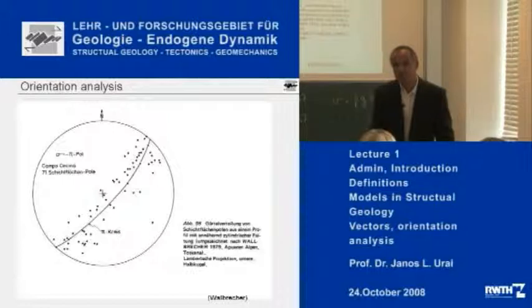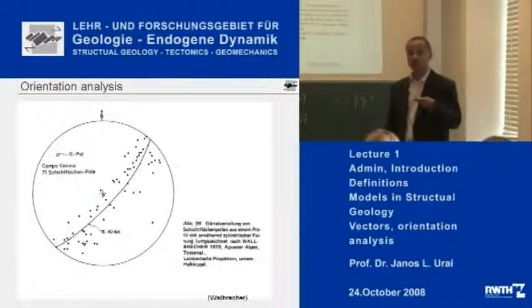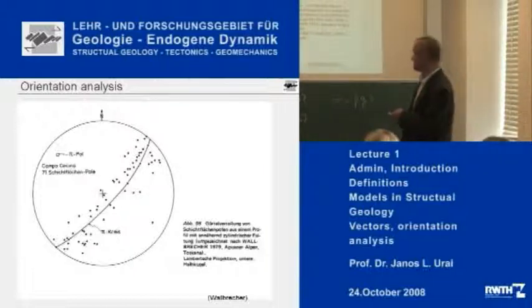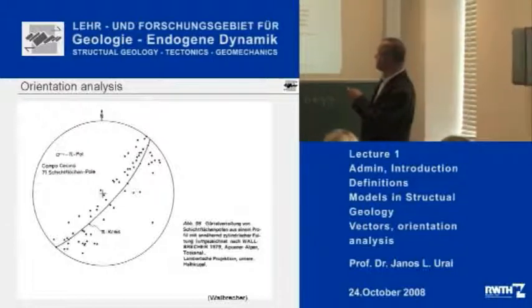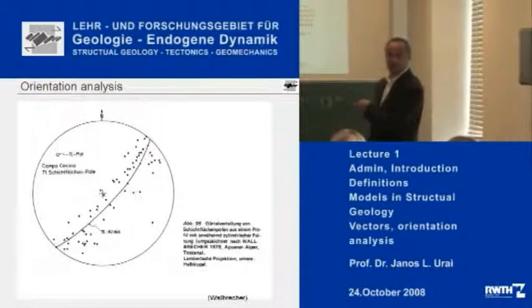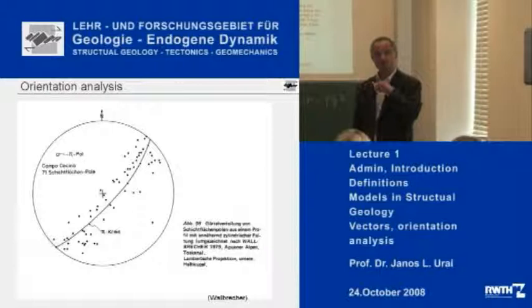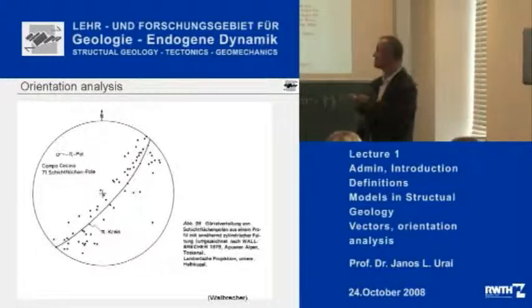There are many stereo net programs on the internet. You can program them yourself. It's not very difficult. And most of you are now learning to use these stereo nets to work with orientations. A very simple example. All these points represent planes. Okay, each point is a plane. It represents a normal to the plane plotted in this stereo net.